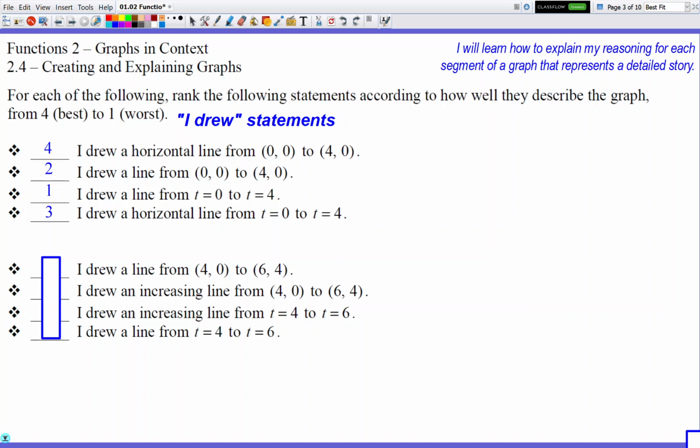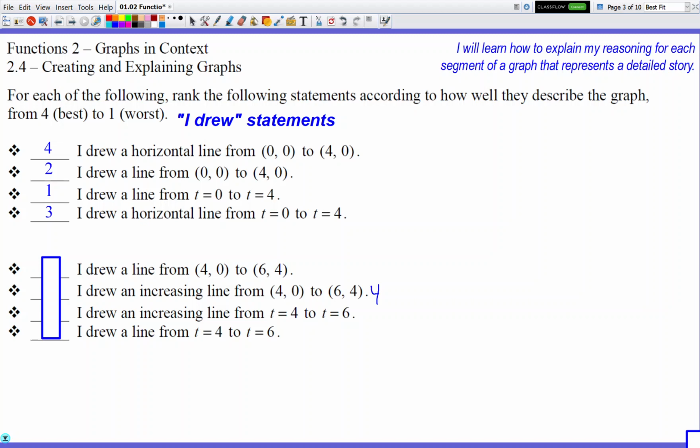And if you said the second one, this guy right here, this one should get the 4, you're absolutely correct because it tells us what kind of line it is, it's increasing, and it tells us exactly where to find it, between 40 and 64. Okay, so what's the next best statement or choice?